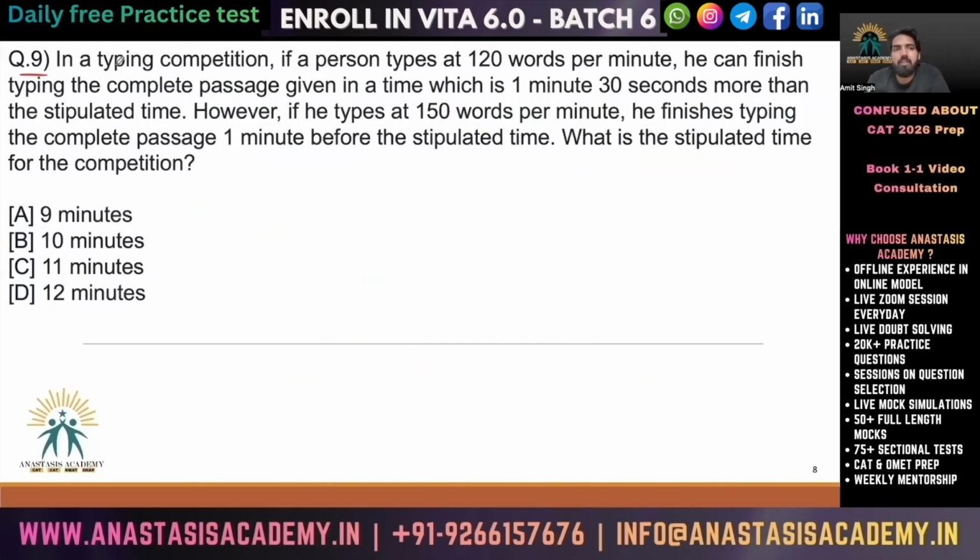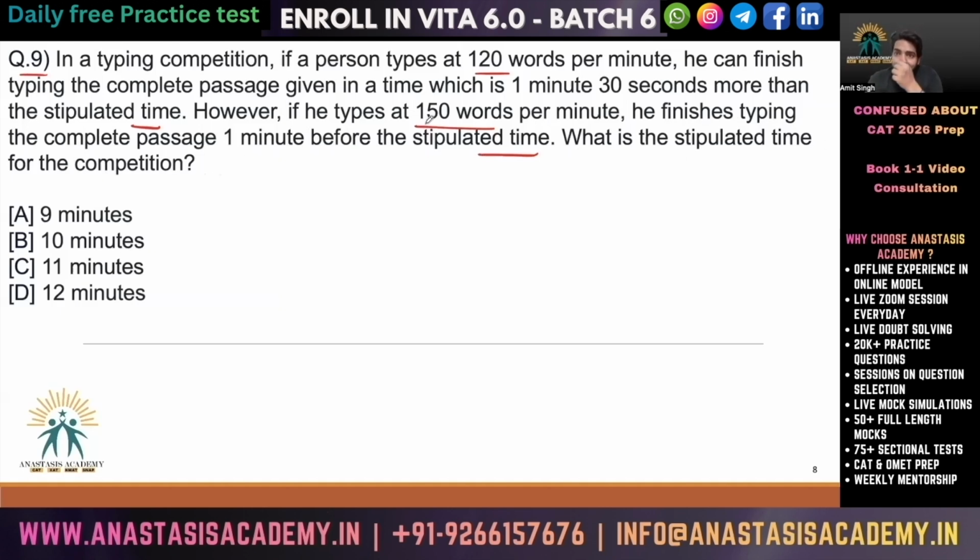Let's look at this question now. In a typing competition, if a person types at 120 words per minute, he can finish typing the complete passage given in a time which is 1 minute 30 seconds more than the stipulated time. However, if he types at 150 words per minute, he finishes typing the complete passage 1 minute before the stipulated time. What is the stipulated time for the competition?